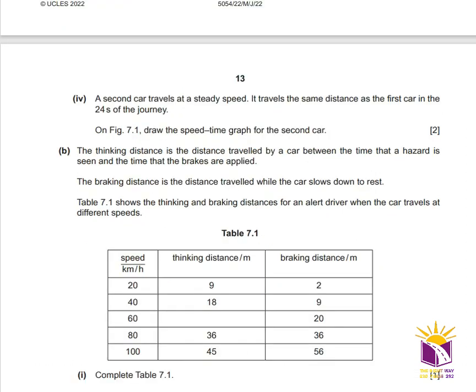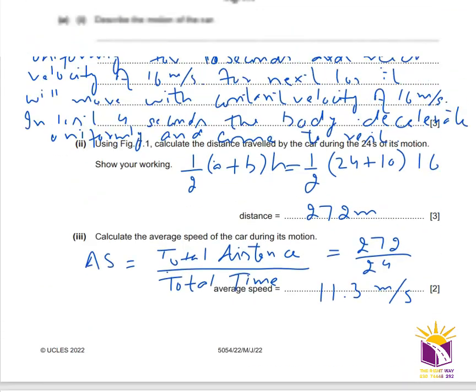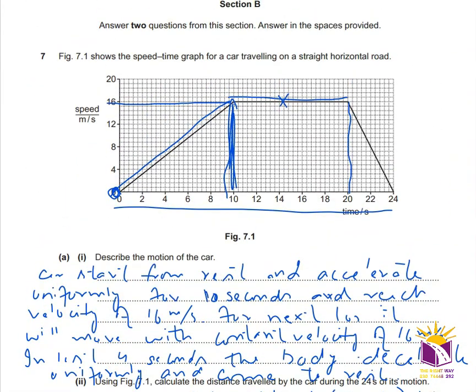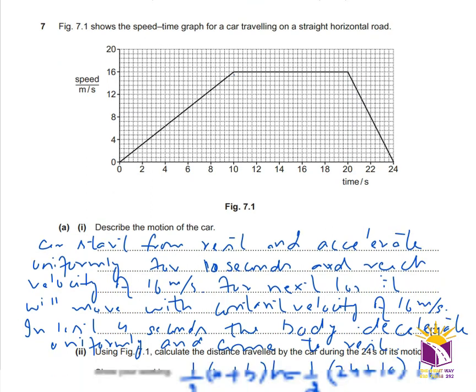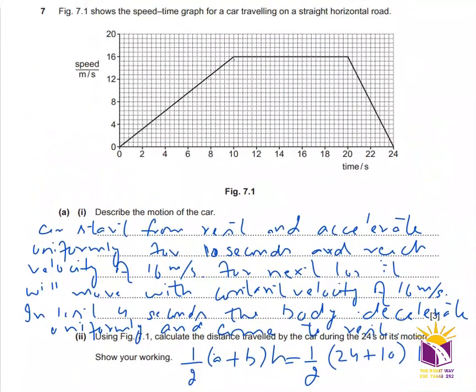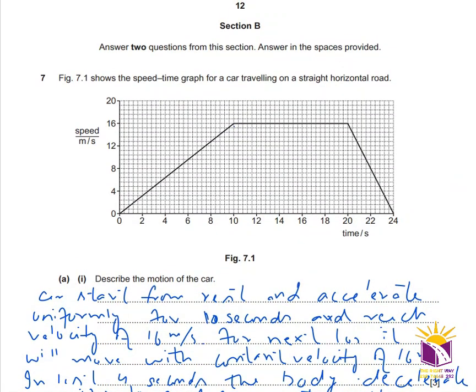Part 4. A second car travels at a steady speed. It travels the same distance as the first car in the 24 seconds of the journey. On figure 7.1, draw the speed time graph for the second car. Now we have to draw the speed time graph for the second car. So it is moving with the steady speed, and the steady speed should be equal to 11.3 meter per second.